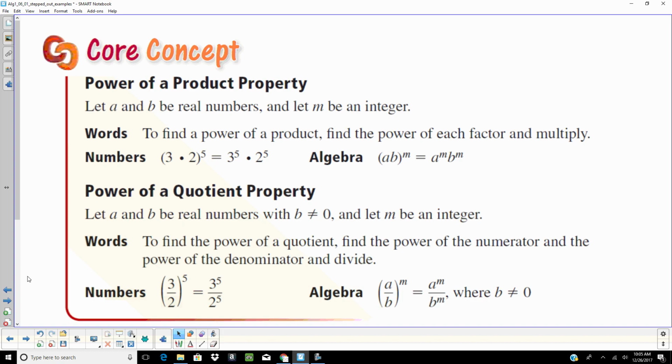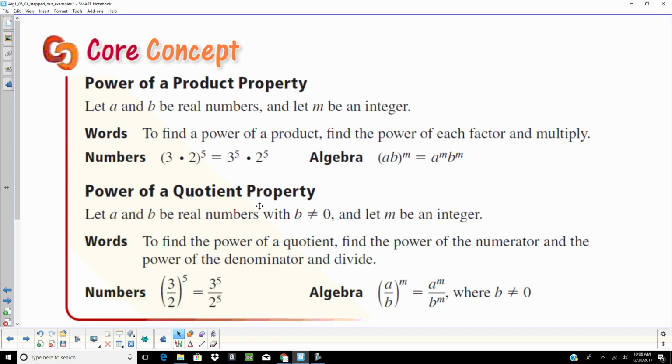All right, power of a product property. Again, I would probably hit pause, write these down, watch the examples, come back and revisit them. But what that really means is if you've got a couple things going on inside these parentheses and you have an exponent on the outside, you're going to take that exponent and apply it to everything on the inside.